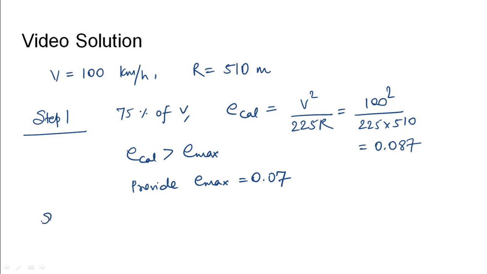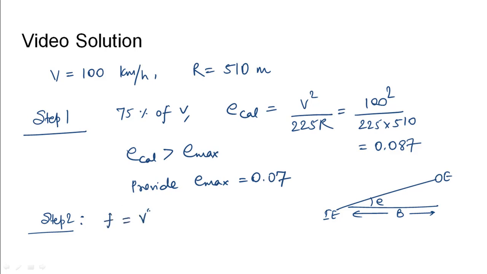We do not need to go to step 2 because the question instructs to find only the level difference between the inner edge and the outer edge, which is simply the super elevation multiplied with the width of the road. So there will be a certain value of F which can be found using the equation v square by 127r minus 0.07, but since this value is not needed here, we won't be calculating it.